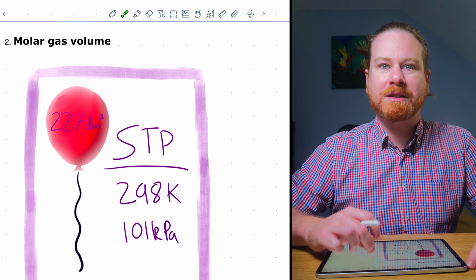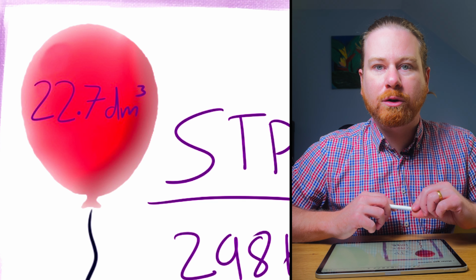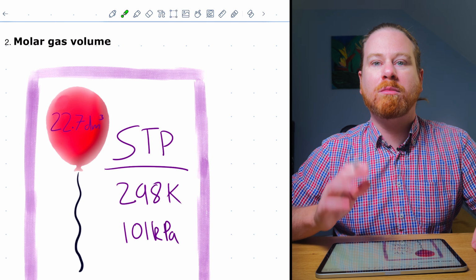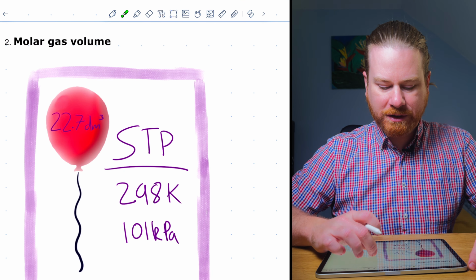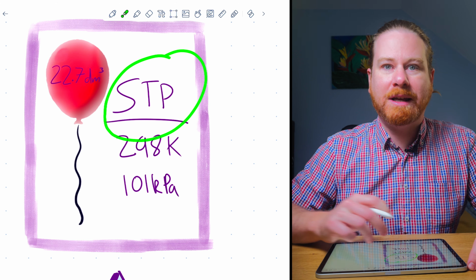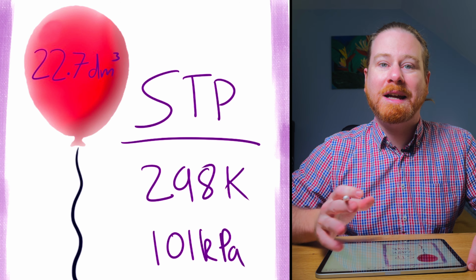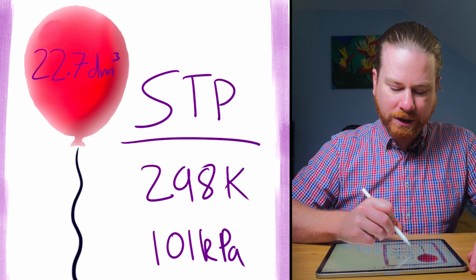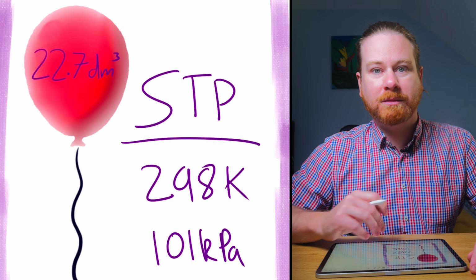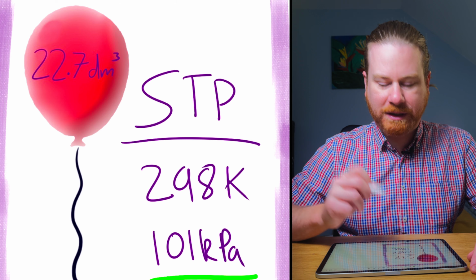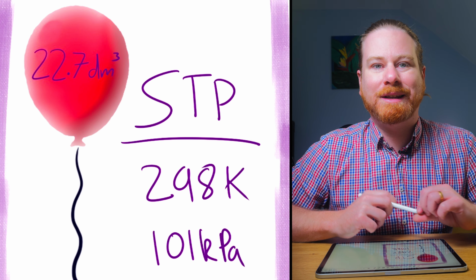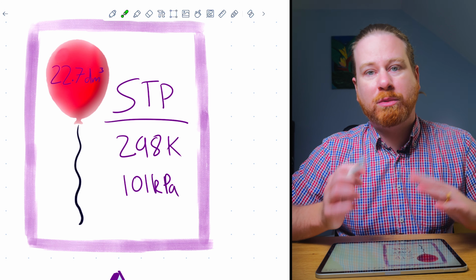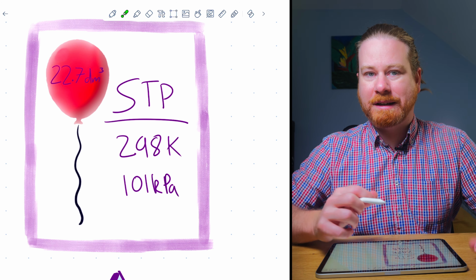Molar gas volume. This volume, 22.7 decimeters cubed, is called the molar gas volume. But this is only true at STP, and that stands for standard temperature and pressure. The standard temperature is 298 Kelvin, so that's pretty much room temperature, and the standard pressure is 101 kilopascals. As we're going to find out in later videos, temperature, pressure, and volume are all linked.